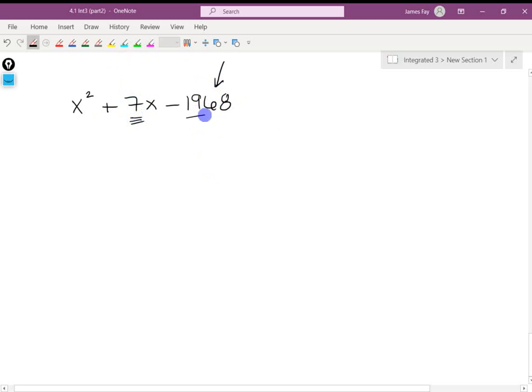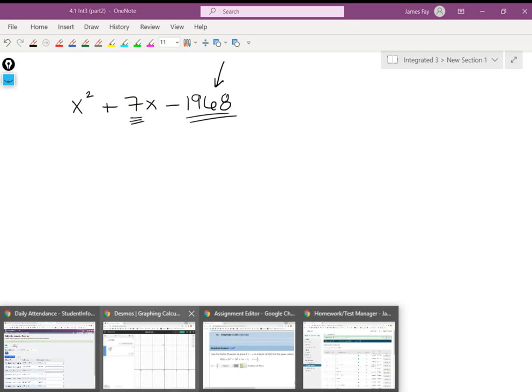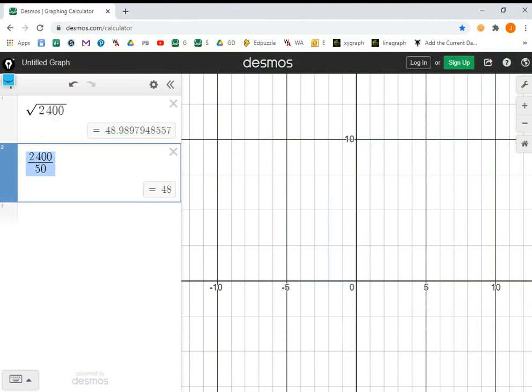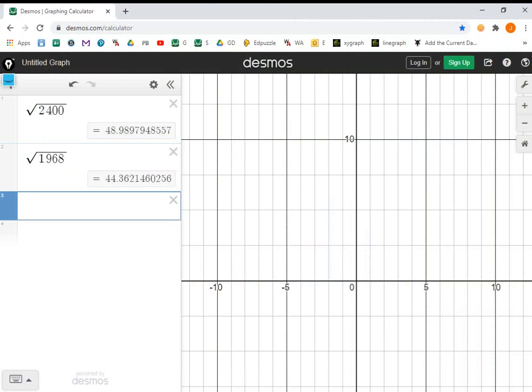So I'm going to take that number right there, 1968. I'll take the square root of it. Square root of 1968, I get 44.3. What do you want to round that to? 44? Okay, so I'm going to round it down to 44. So I'm going to divide by 44, and it does not give me a whole number.